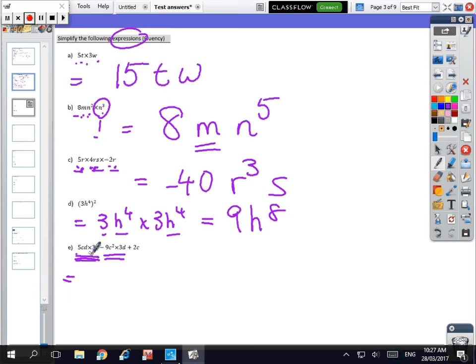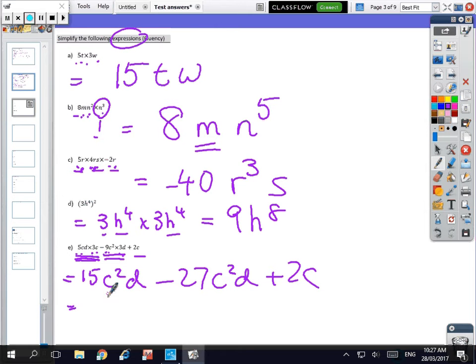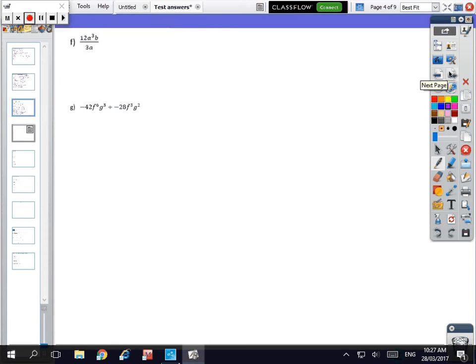So we've got 5 times 3 is 15, c times c is c squared, and then we've got d, minus sign. 9 times 3 is 27, c squared d, and then plus 2c. And then c squared d and c squared d can go together, so 15 minus 27 is minus 12. And we just add 2c, and they're unlike terms. Okay, next one was division.